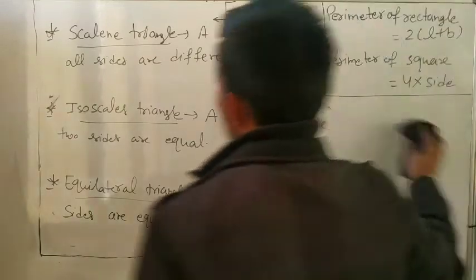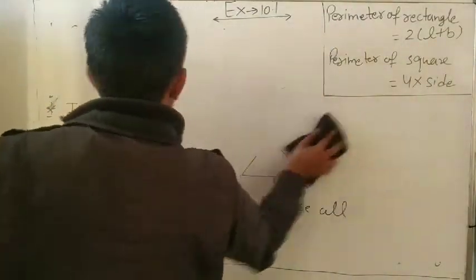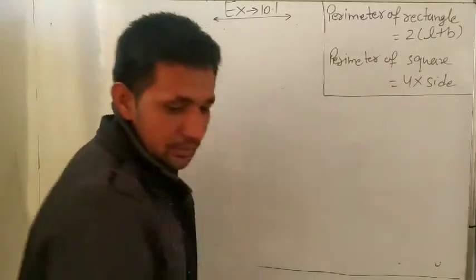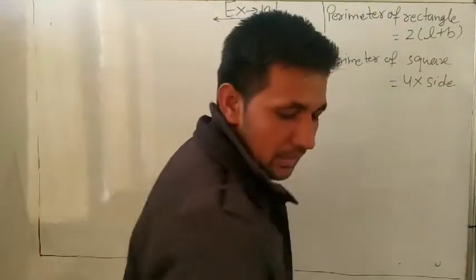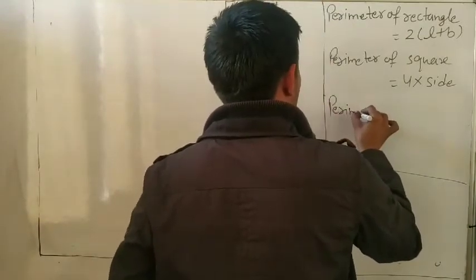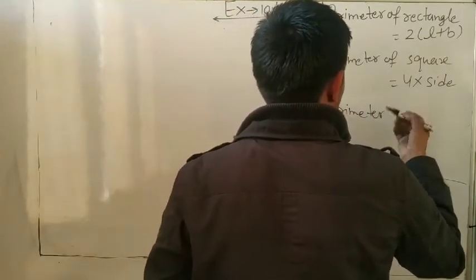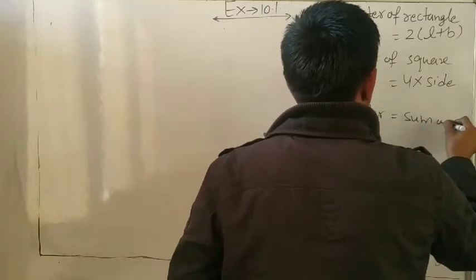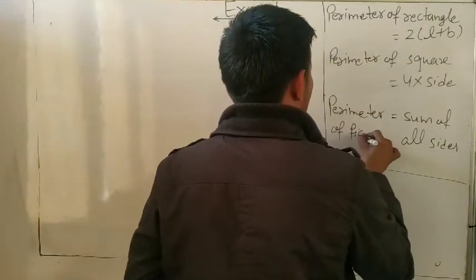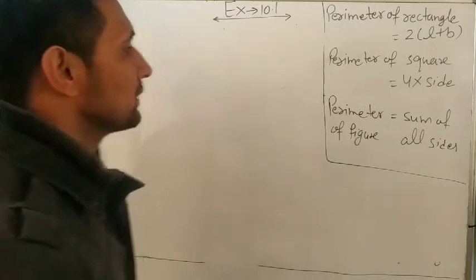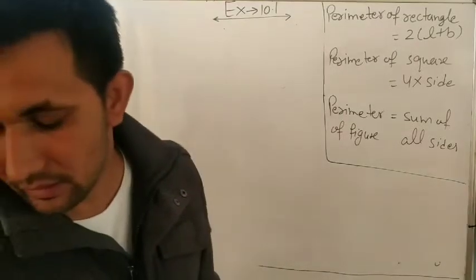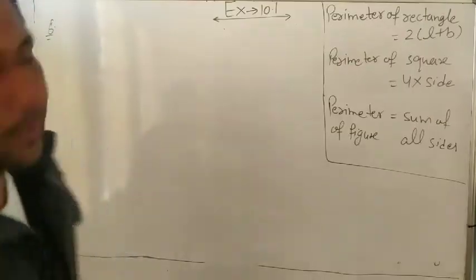Next, always remember one formula: perimeter is equal to the sum of all sides. How to find the perimeter of a figure? You find the sum of all sides. Okay. So question number 6. I will explain only one part; the rest you do yourself. First is the B part.